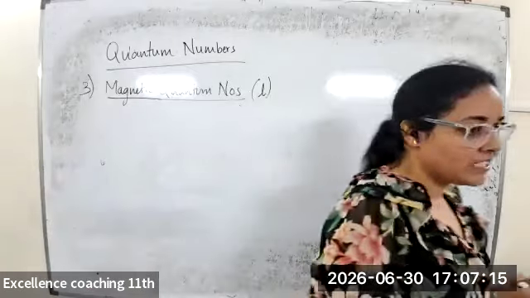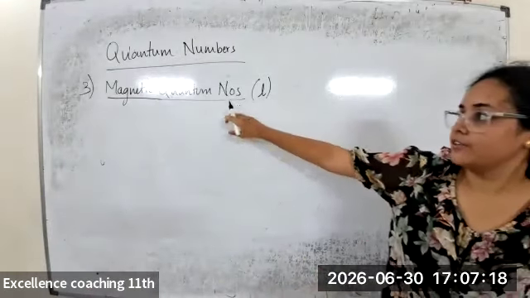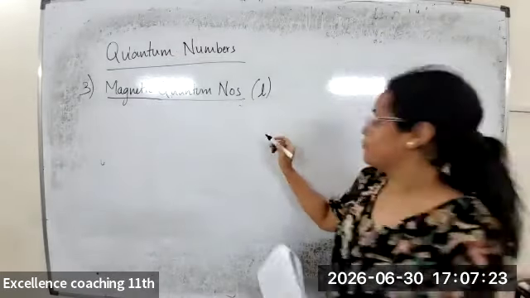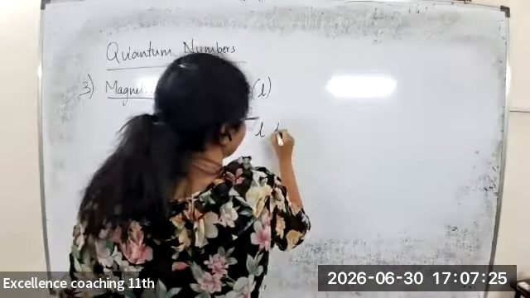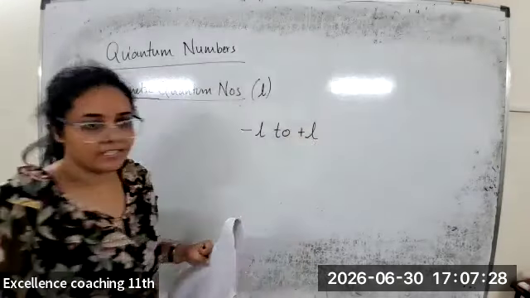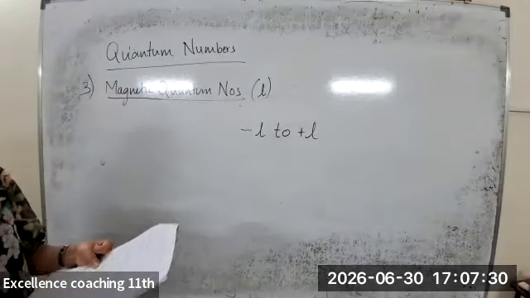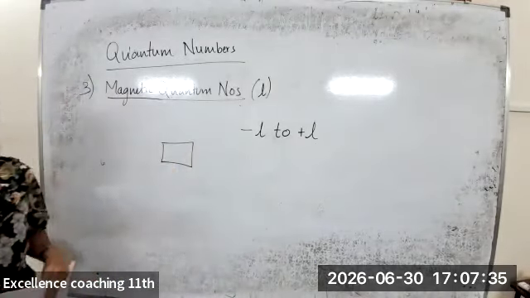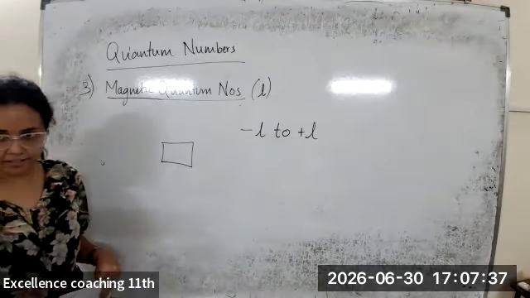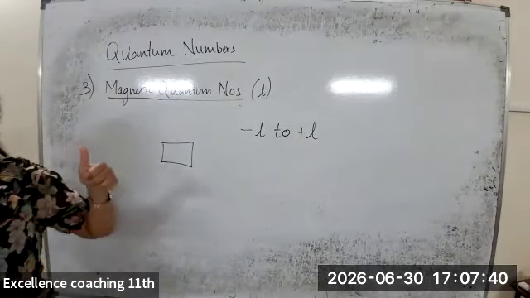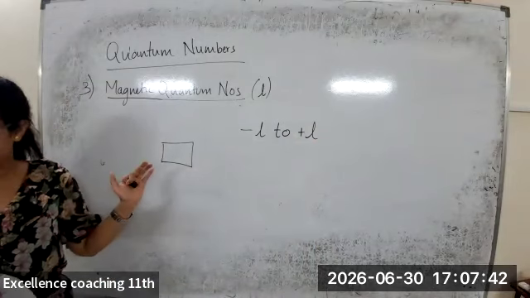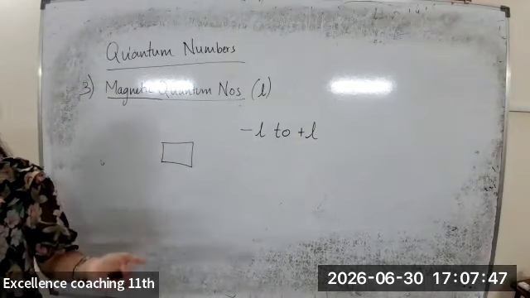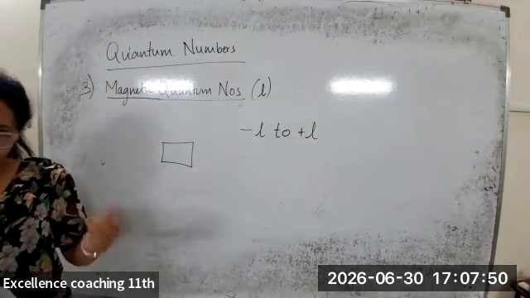Basically, the value of the magnetic quantum number will be from minus L to plus L. For example, if I speak about the s orbital, first we know that it can have various principal quantum numbers, like 1, 2, 3, 4, and so on.